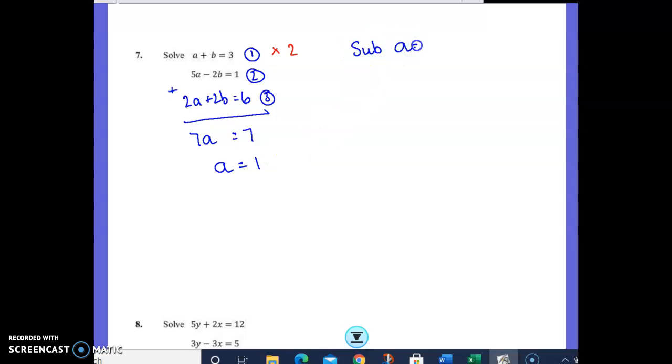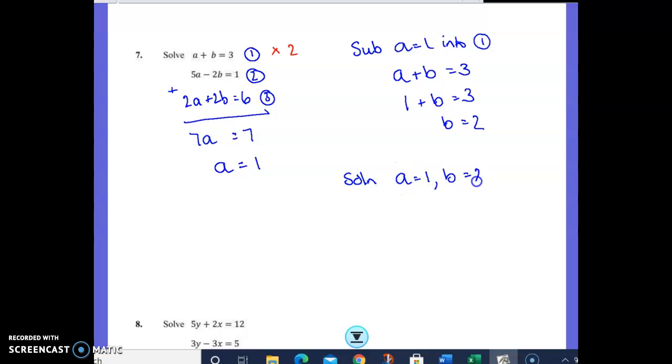Let's sub a equals 1 into, let's just go for equation 1 because it's nice and straightforward. Equation 1 is a plus b equals 3. I know a is 1, although that looks more like an L, it should be a 1. So 1 plus b is 3, so b must be 2. So my solution, a equals 1, b equals 2.